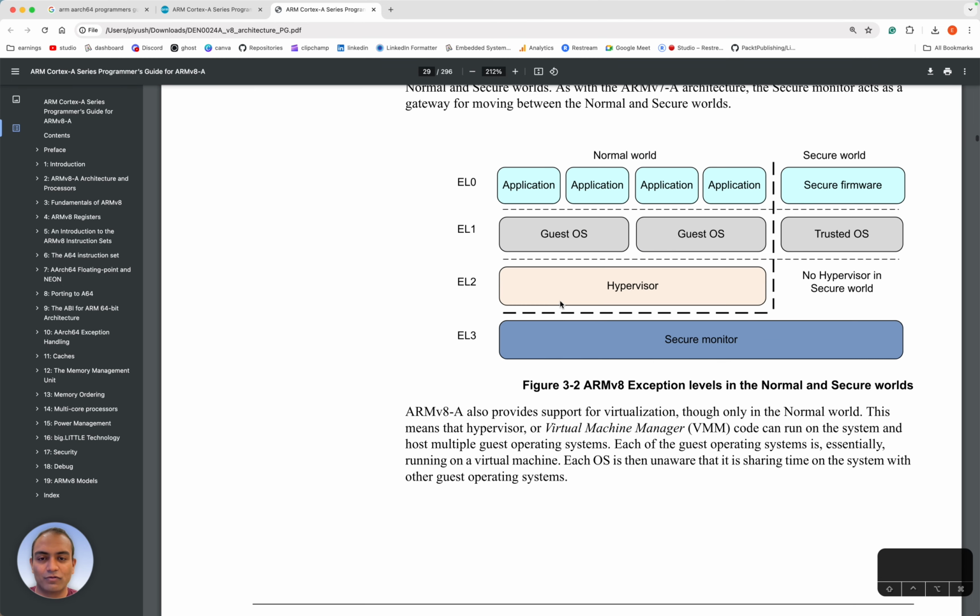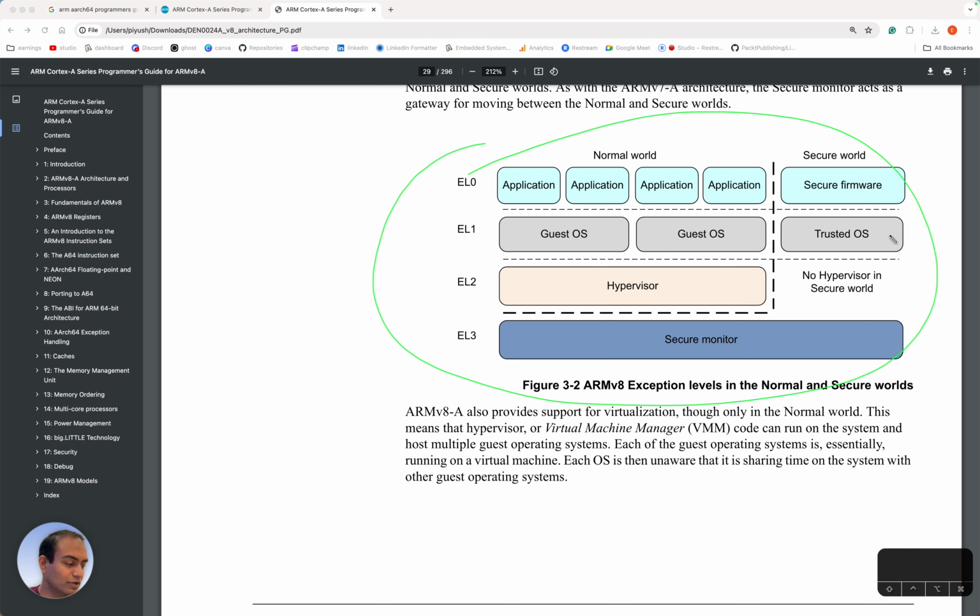And as we go forward, this is exactly the diagram I was explaining to you. There's like a trusted OS here. Let me change the color. Okay, trusted OS, some secure application here, secure app. There is no hypervisor on this side. And then everything else is exactly what I explained, right?